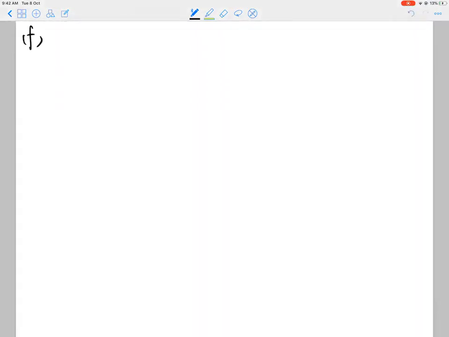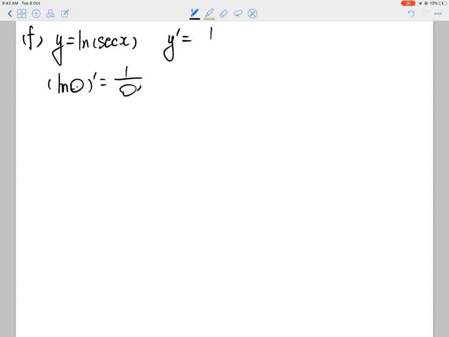Part F. Right, part F, we come back to the chain rule. Just a normal chain rule. First ask yourself, what's the derivative from outside to inside? The first function you encounter is natural log of something. What is the derivative of natural log of something? It is 1 over this thing. So it's 1 over secant x.